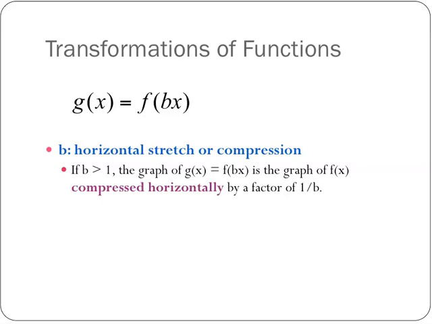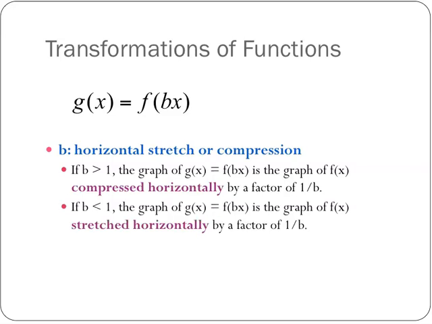Now on the other hand, if b is less than 1, again, we're not talking about negative values here. If b is less than 1, then your transformed function will be stretched horizontally by a factor of 1 over b. So let's say, for example, b is equal to 1/2. That means that it is stretched horizontally by a factor of 1 over 1/2, which is equal to 2. It's stretched horizontally by a factor of 2.